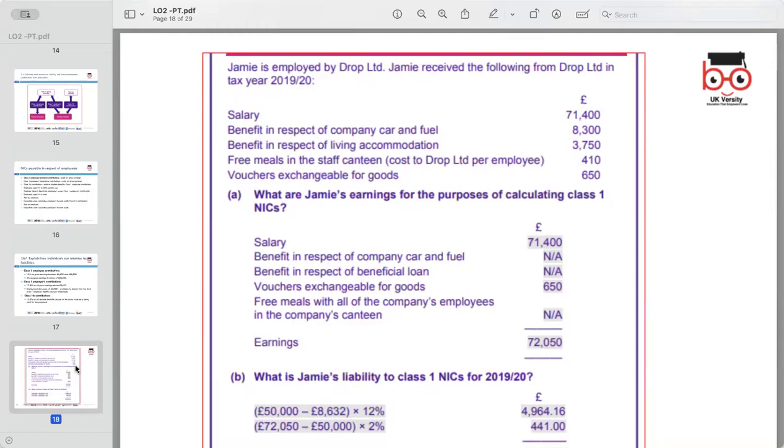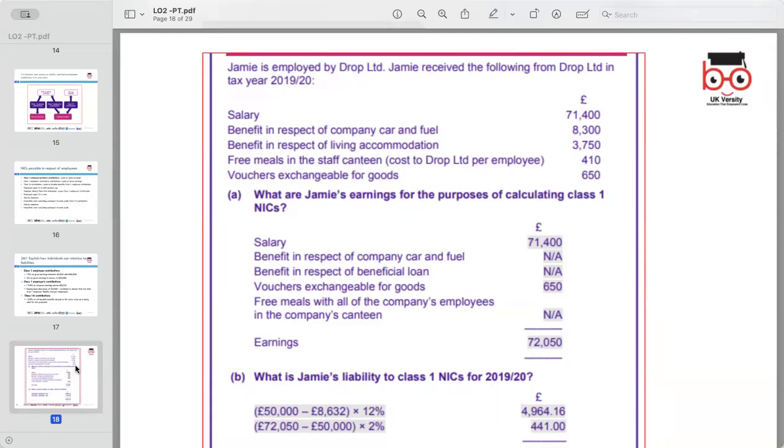In this case, his earnings for the purpose of calculating Class 1 national insurance contributions include the salary of 71,400 pounds and the value of vouchers exchangeable for goods, which amount to 650 pounds. The benefit in respect of the company car and fuel, as well as the living accommodation and free meals in the staff canteen, are not included in the calculation of Class 1 national insurance contributions.